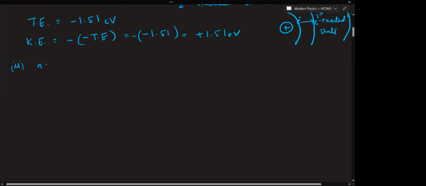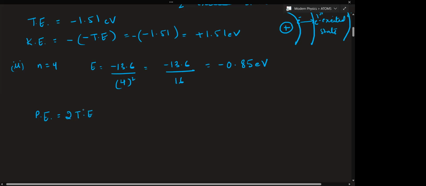So n will be equal to 4 and energy will be minus 13.6 divided by square of 4. So this gives us minus 13.6 divided by 16. And this value is minus 0.85 electron volts. So this is the total energy, because this formula, minus 13.6 electron volts, is for the total energy. The relation between potential energy and the total energy you all must be knowing. That is, potential energy is twice of the total energy.